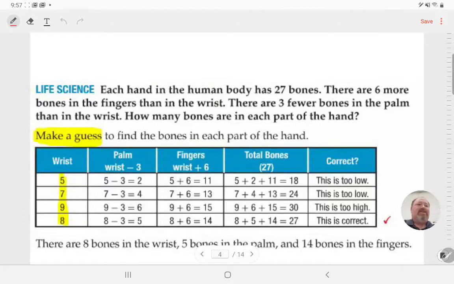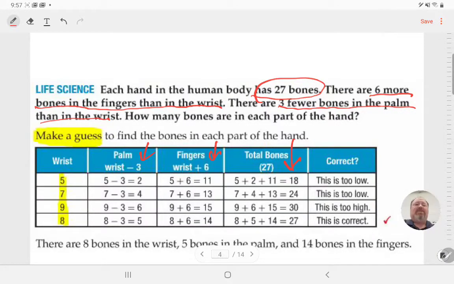We know that it tells us that there's 27 bones total. So we could put a category of 27 bones. Then it says there are 6 more bones in the fingers than in the wrist. So we can put a category wrist plus 6. And then we know there are 3 fewer bones in the palm than in the wrist. So we could put that category. Then if we knew how many were in the wrist, we could easily solve this. But since we don't know how many are in the wrist, we have to guess.